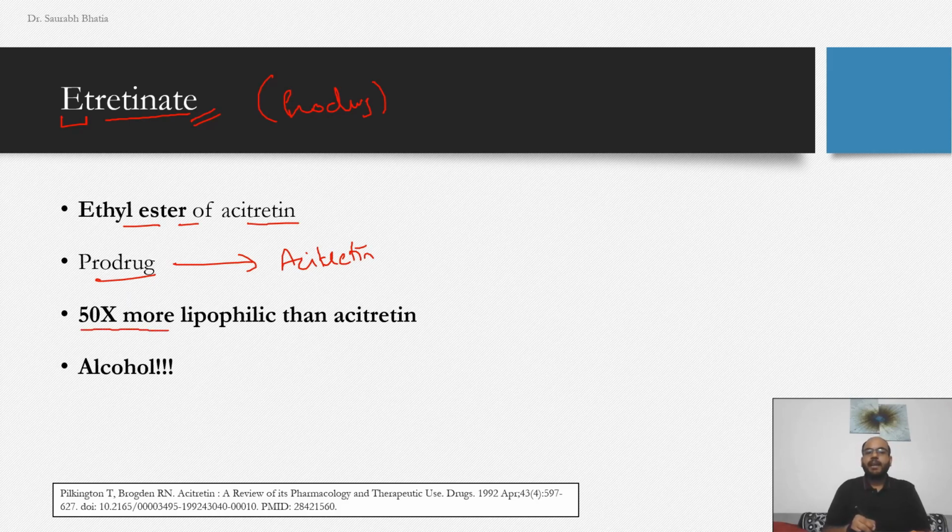It is 50 times more lipophilic than acitretin. It's a very highly lipophilic drug. It gets attached and ingrained in the fat cells.